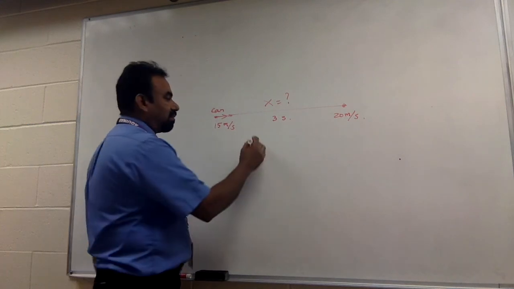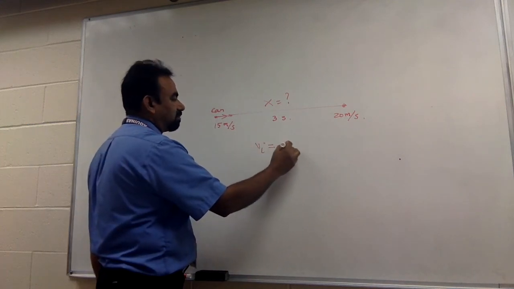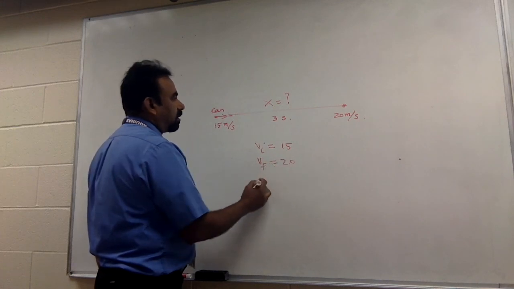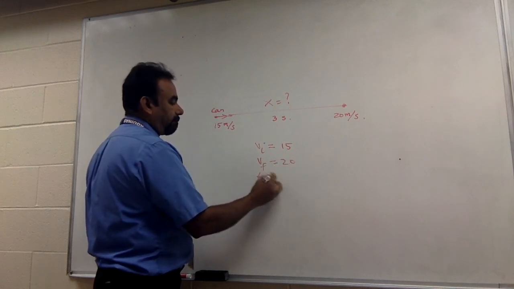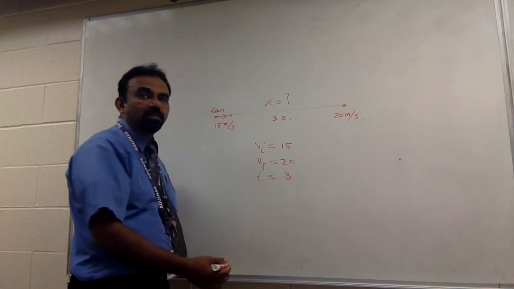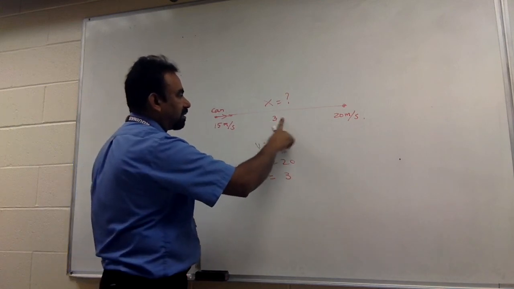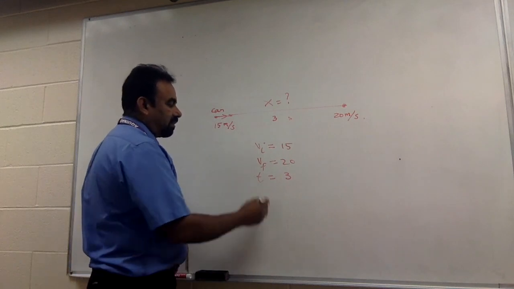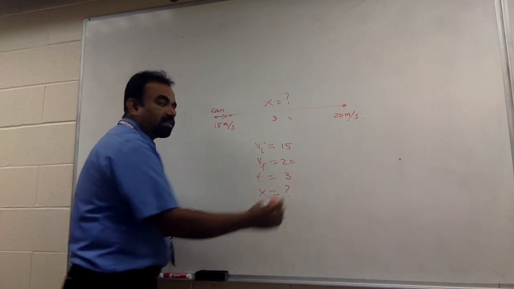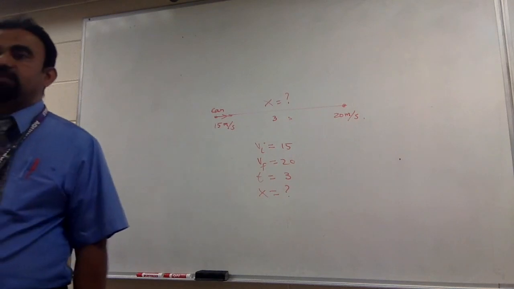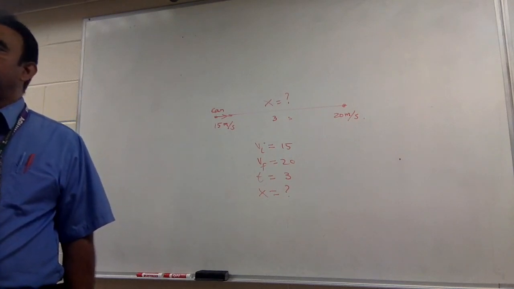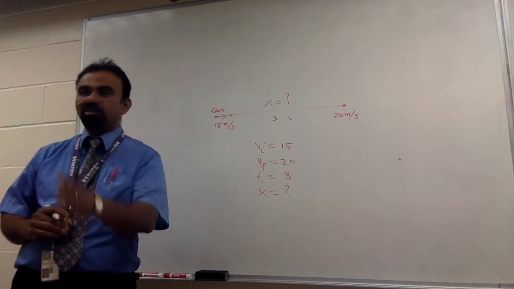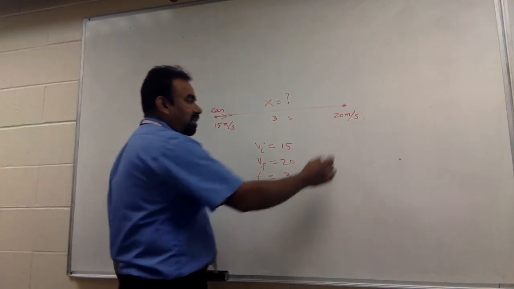Write the data down. Vi, what is Vi? 15. What is Vf? 20. What is time? 3 seconds. So we have 3 pieces of information. Now displacement is the question. What is missing? Acceleration. Acceleration is missing. So what do you do next? Immediately go to the equation which is missing acceleration. What is that equation?